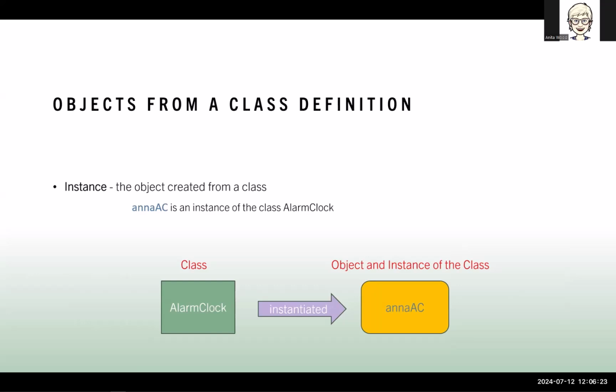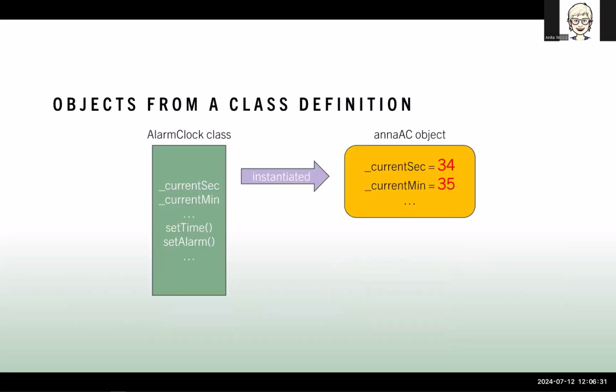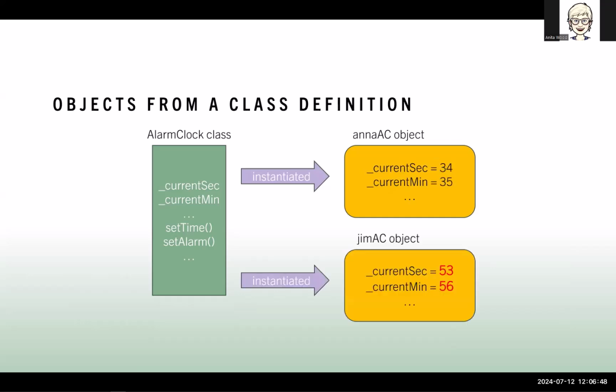Now, the developer can use AnnaAC to represent a specific alarm clock, perhaps the alarm clock they purchased for Anna. The AnnaAC is a specific example of the alarm clock class. So the developer will set the unique values to the attributes for AnnaAC. Here, current second is set to 34, current minute is set to 35.